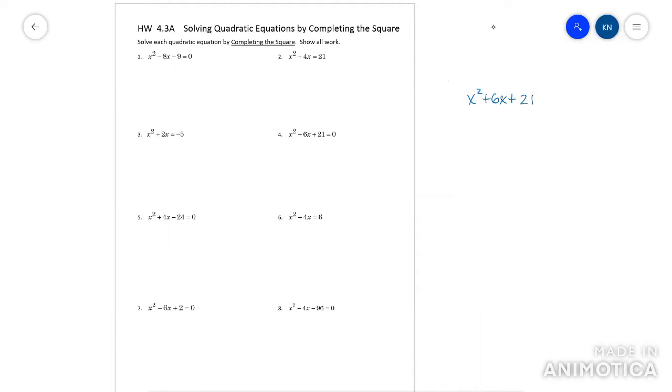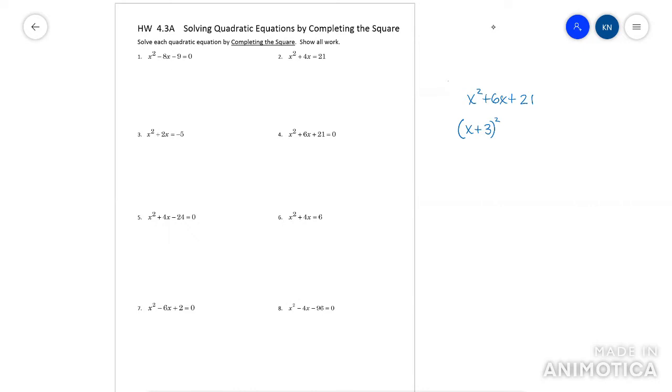Basically, you're going to want to put this in vertex form. If you know anything about quadratics, that's standard form. Vertex form looks something like this, x minus h squared plus k. This is what you're going for. So the way you do this is you first identify the things with the x's. You take whatever has the letter x, not the x squared, the x, and you cut it in half. So half of 6 is 3. So what you do is you write this as x plus 3 squared.